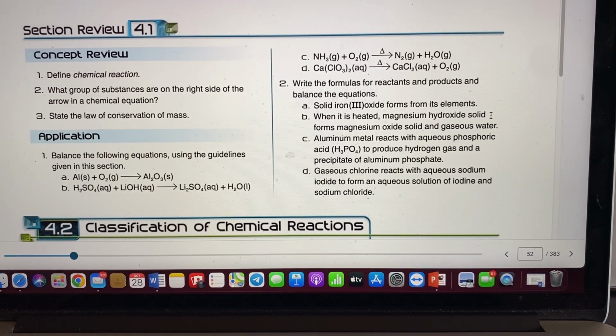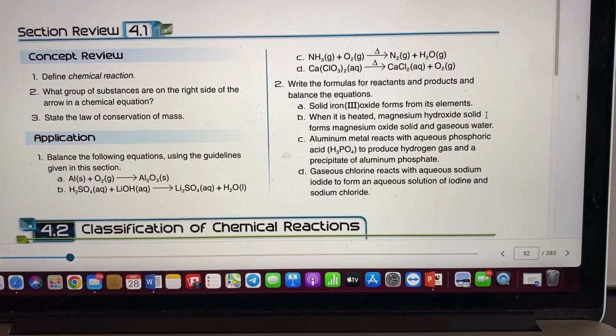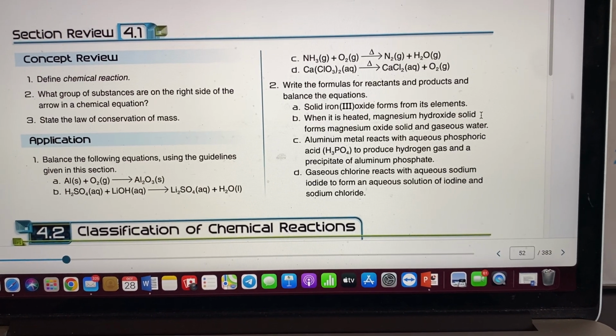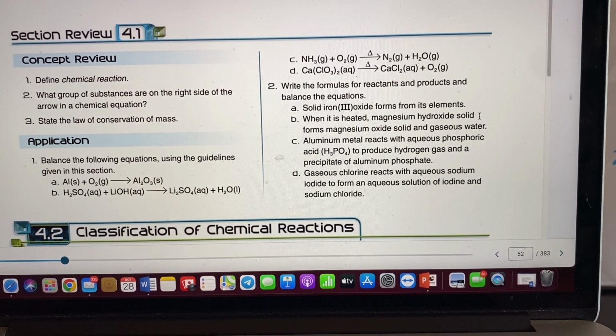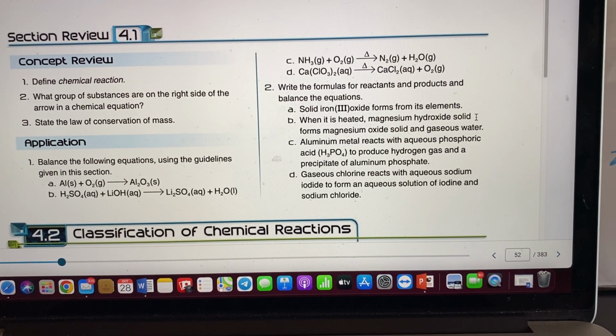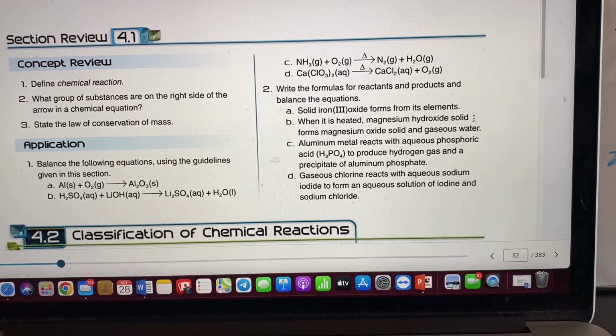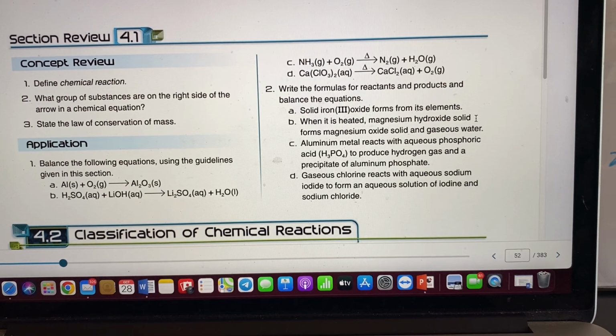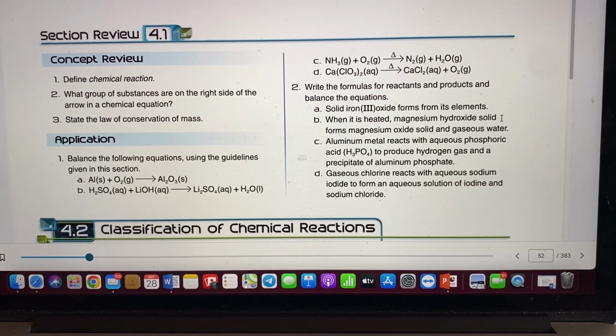So what group of substances is on the right side of the arrow? On the right side of the arrow, we have the products. On the left side, we have the reactants. The reactants are the ones that are reacting with each other, and the products are on the right side. And that's part of our balanced equation.